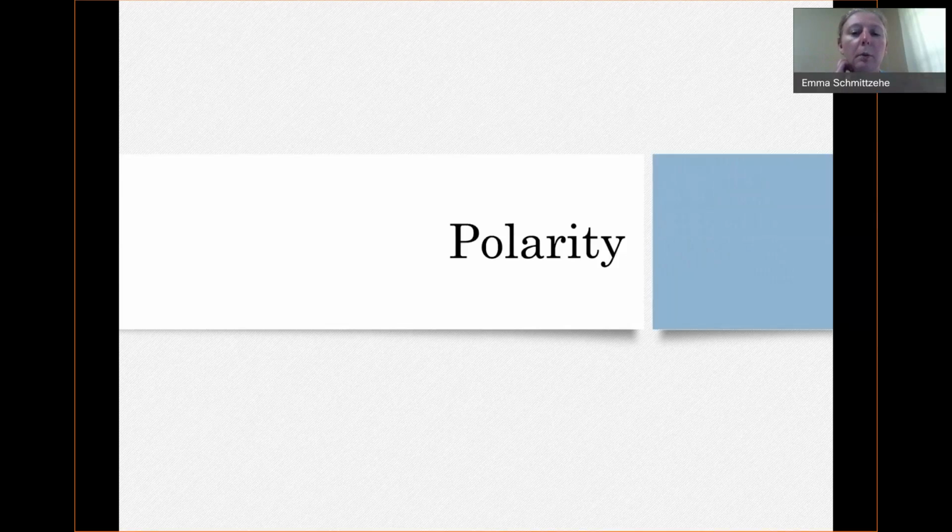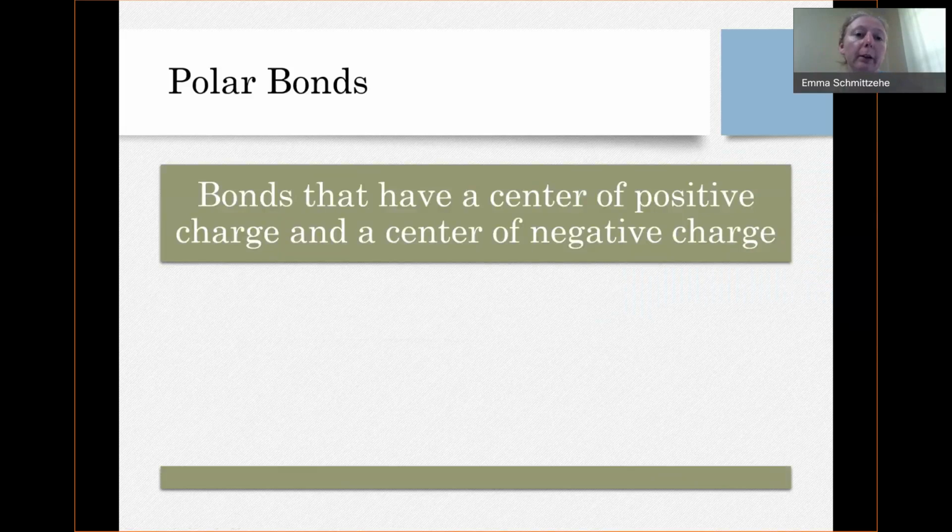Okay, I'm going to talk about polarity. When we're talking about polarity, we could be talking about polar bonds or polar molecules. Sometimes both are true for a compound, sometimes not. So we're going to start with the simpler case of polar bonds.